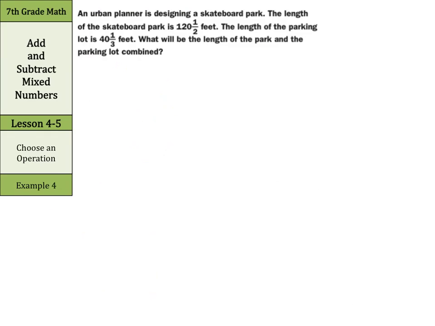An urban planner is designing a skateboard park. The length of the skateboard park is 120 1/2 feet. The length of the parking lot is 40 1/3 feet. What will be the length of the park and the parking lot combined? So we need to choose an operation. We're looking for the park and parking lot combined, so it sounds like we're adding. So let's add 120 1/2 plus 40 1/3.